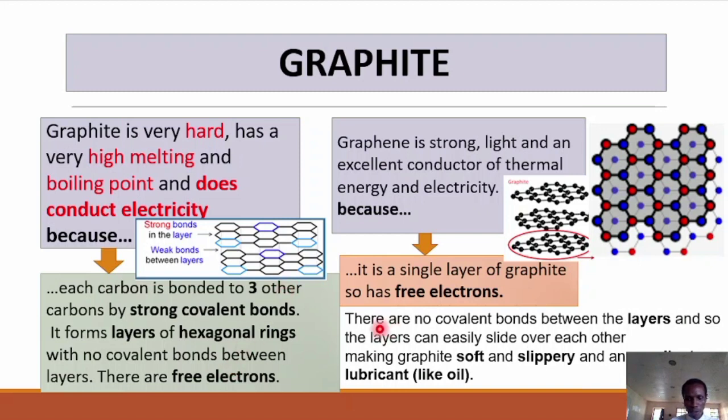If you look at what is written here, there are no covalent bonds between the layers. This is a layer, and another layer will occur under it, and so on. So there are no covalent bonds between the layers, and the layers can easily slide over each other, making graphite soft and slippery, and an excellent lubricant. This is the reason why graphite is soft for writing on paper.